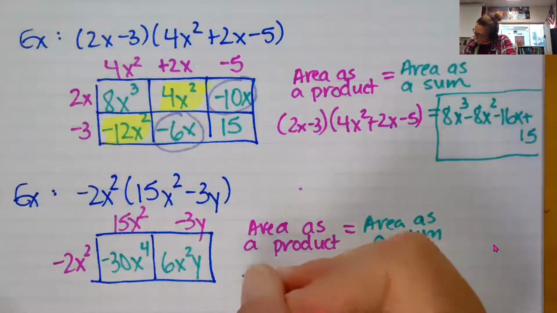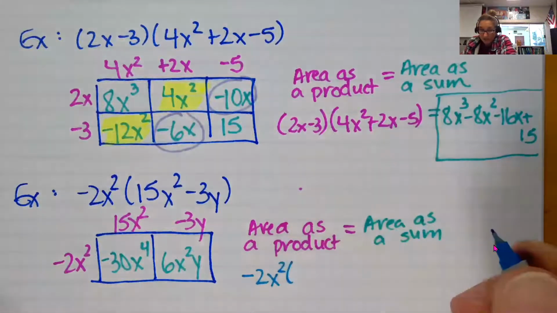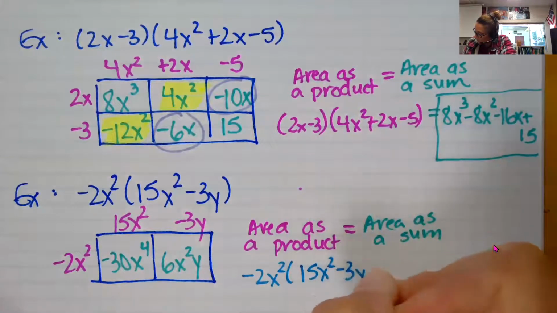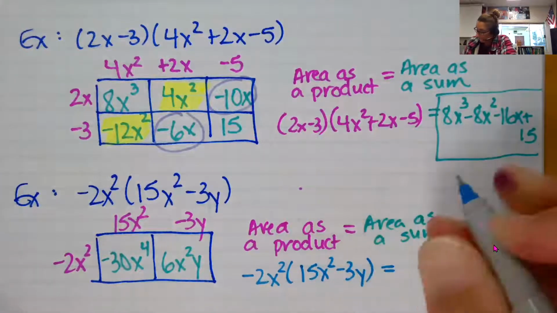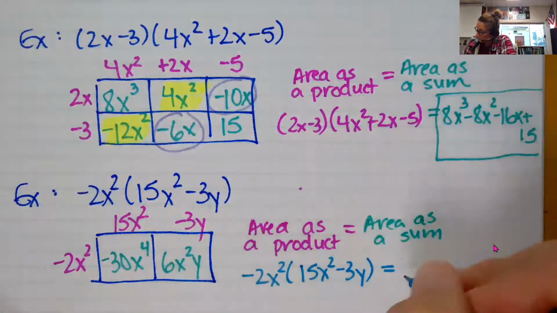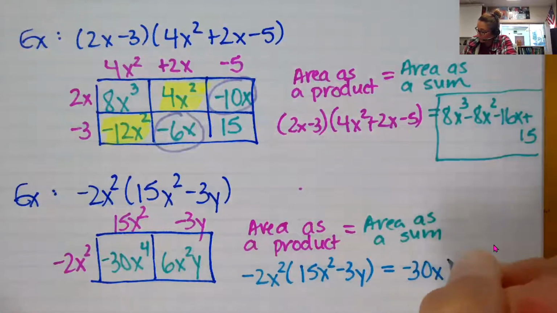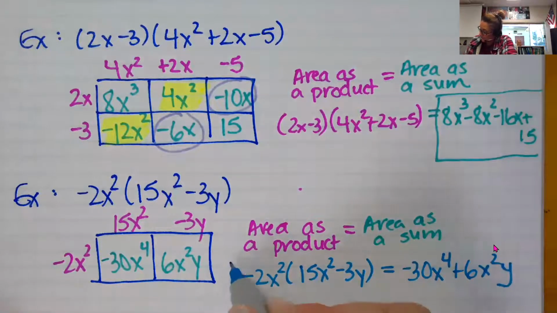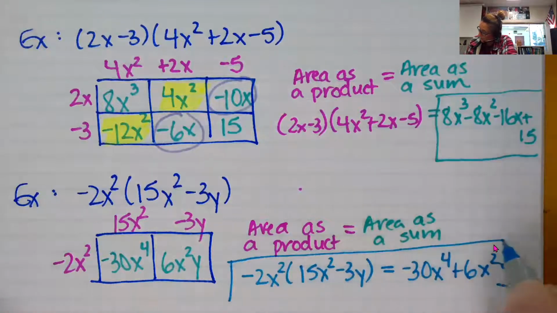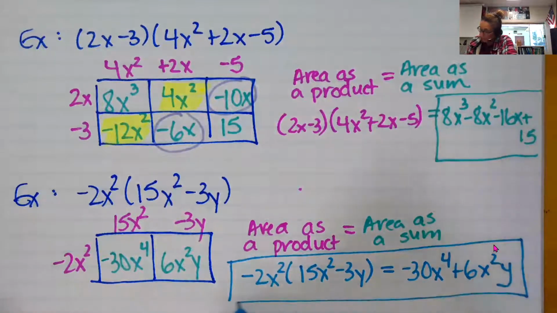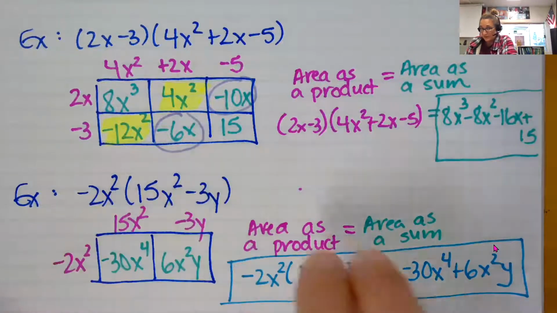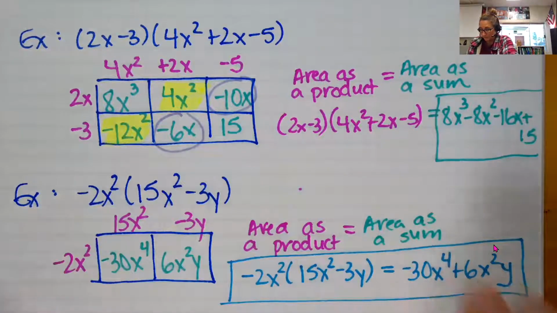You need to give me negative 2x squared times 15x squared minus 3y equals. And then I'm going to combine like terms. There are no like terms, so I'm going to get a negative 30x to the fourth plus 6x squared y. And this would be my area as a product equals area as a sum. But again, if I asked you to multiply, this is what you would get right here.